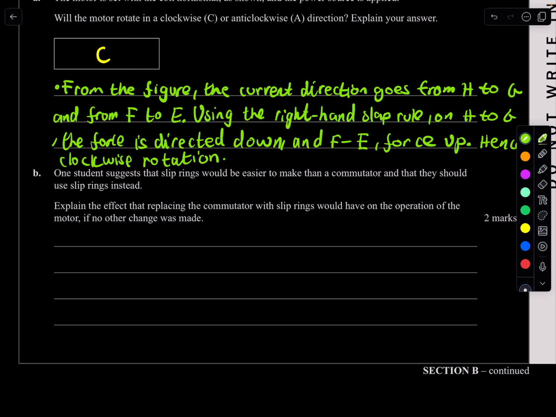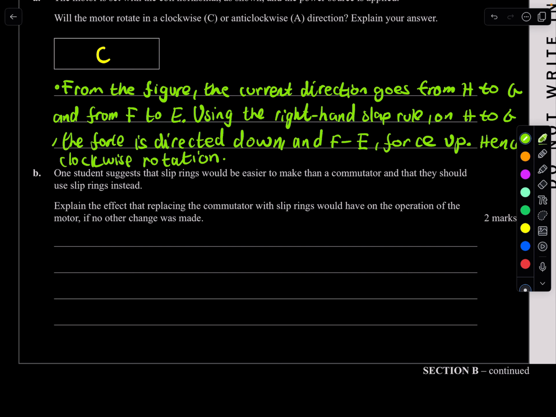Okay, one of the students suggested the slip rings would be easier to make than a commutator, and they should use slip rings instead. You should know this is a rubbish idea. You should never, ever do that, especially in a DC motor. You should never use slip rings. Explain the effects that replacing the commutator with the slip ring would have on the operation of the motor if no other change was made.